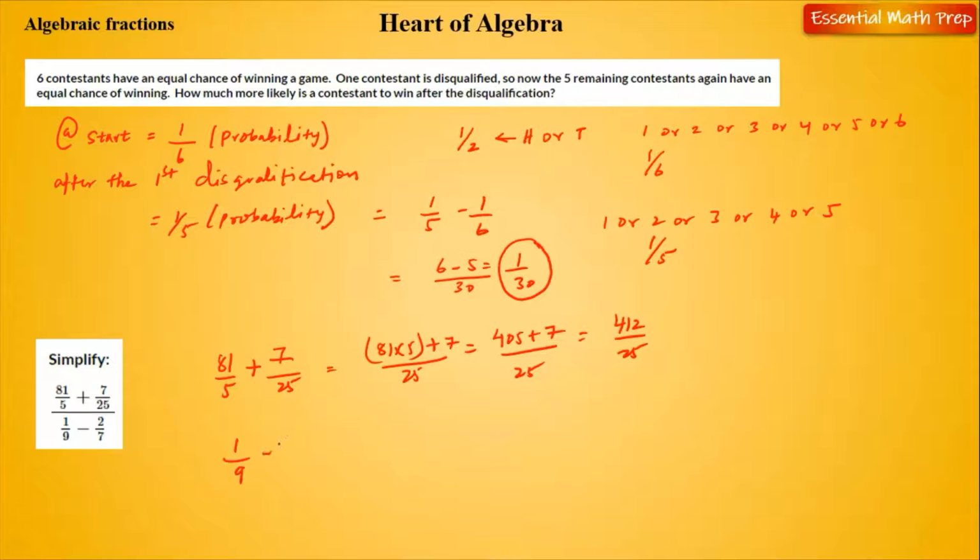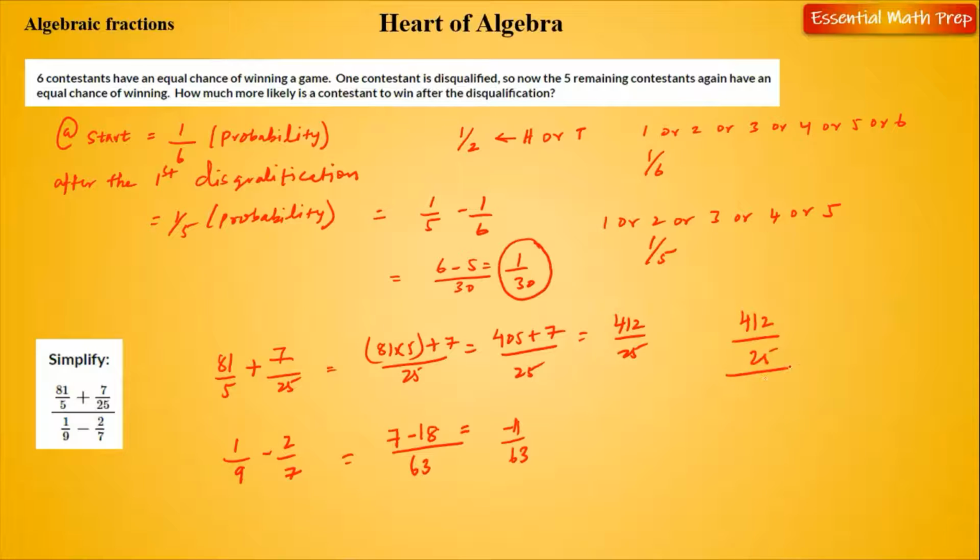1 over 9 minus 2 over 7. And I think 9 times 7 is 63, isn't it? Right. So 63. So this will be 7 times 1, and 9 times 2 is 18. So 7 minus 18 is negative 11 over 63. So that means you put it together.